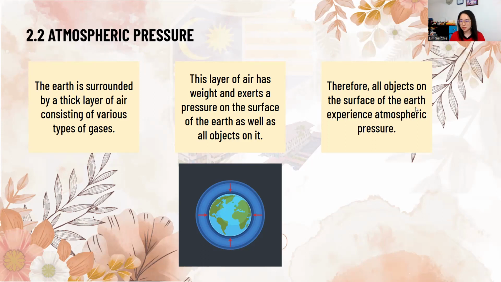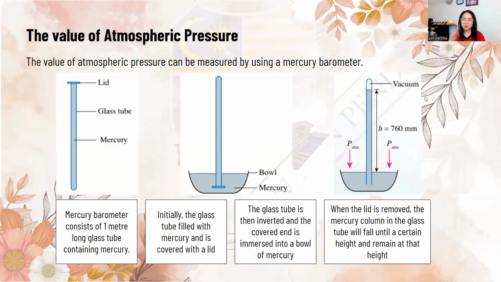I'm sitting here at my place and you are sitting there at your place, and you will also feel the atmospheric pressure. It is very important for you to understand the value of the atmospheric pressure. Now, how do we measure atmospheric pressure? We can measure it by using a mercury barometer. This is what a mercury barometer looks like.